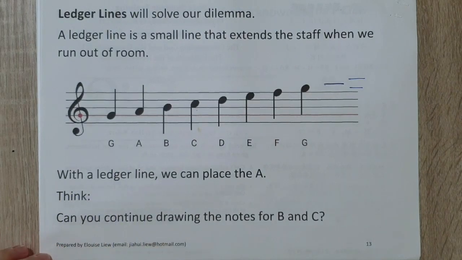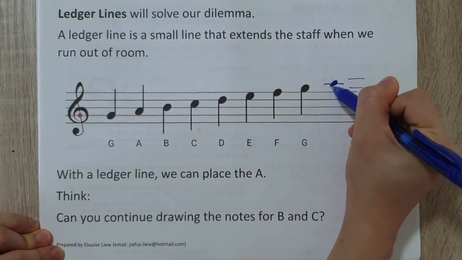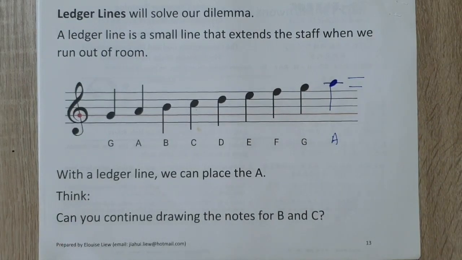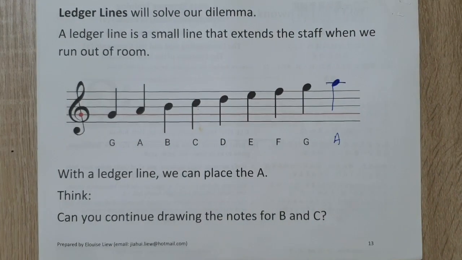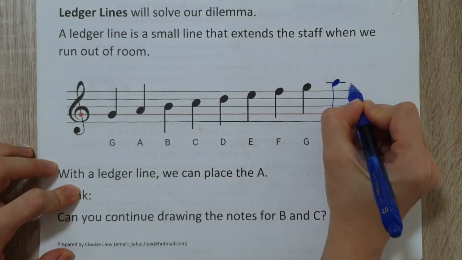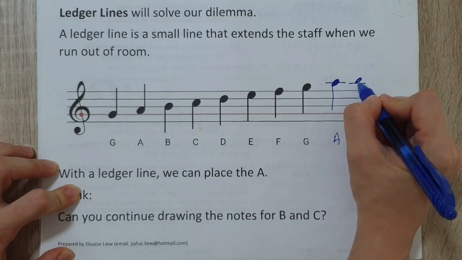So with the ledger line, we can place the A. How do we do it? Here. This is an A. Okay, I want you to think. Can you continue drawing the note for B and C? Moving up. Of course. So what do we do? We continue drawing the ledger line and then we put a B here.